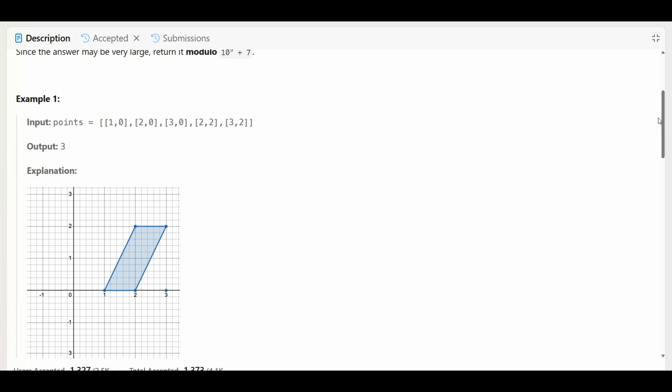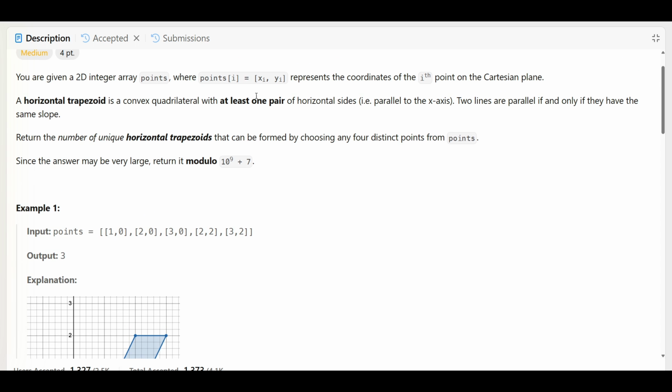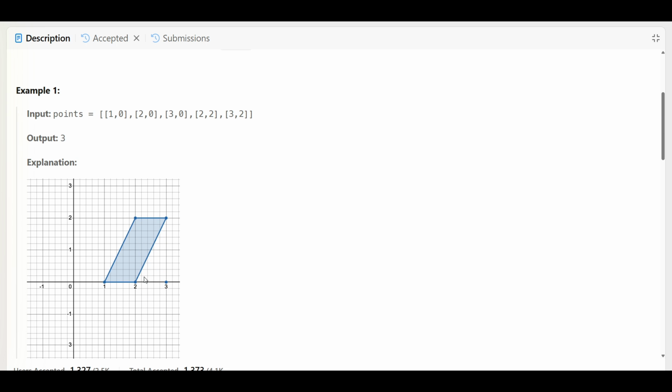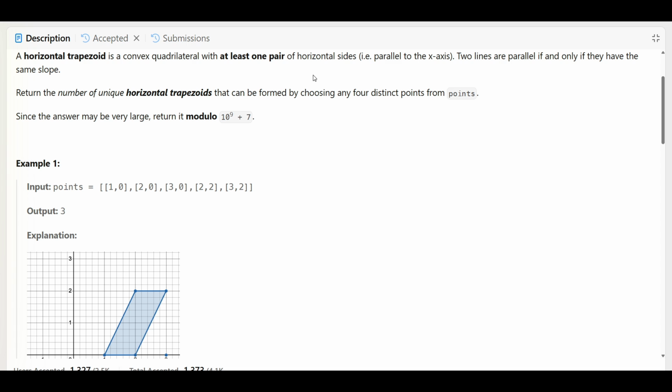It means that you have been given a 2D integer array called points like this, and it represents the coordinates of the ith point in the Cartesian plane, right? A horizontal trapezoid is a convex quadrilateral with at least one pair of horizontal sides. As you can see, horizontally it matches, right? These and these are matching. So that is why it is called a trapezoid, with horizontal sides parallel to the x-axis, and that is happening here, right?